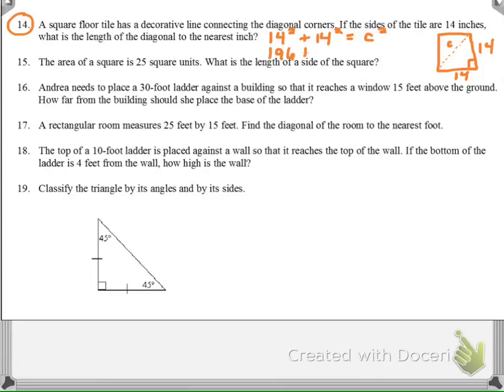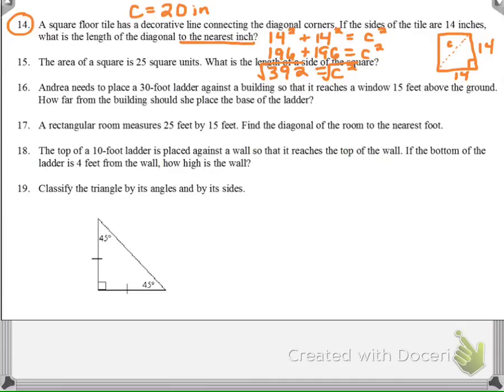Well, 14 squared is 196. 196 plus 196 is 392. So to get rid of the squared, I square root both sides, and I get that C equals 20 inches. Now, it wasn't exactly 20, okay, but notice it said round to the nearest inch. Well, this was slightly less than 20, right? Because the square root of 400 would have been exactly 20, so it's a little bit less than 20. But since it said round to the nearest inch, I know that it's 20 inches. So the length across that tile is 20 inches long.